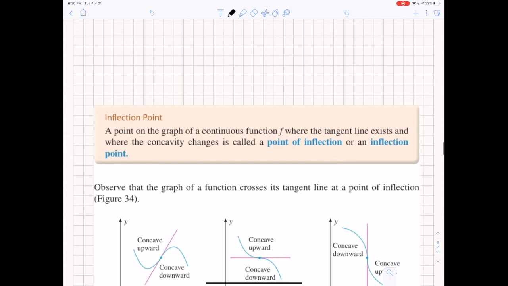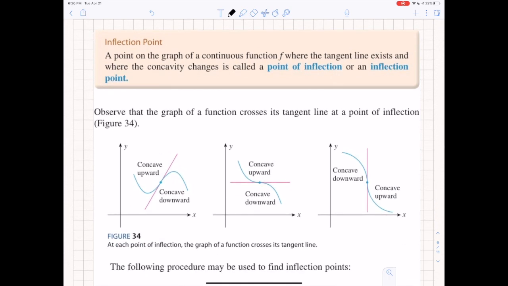All right, and so I've got a definition here for it. An inflection point, again, is a point on the graph of a continuous function, so no breaks, where the tangent line exists and where the concavity changes. It is called a point of inflection or an inflection point. Either way is perfectly fine. You'll hear me use both.